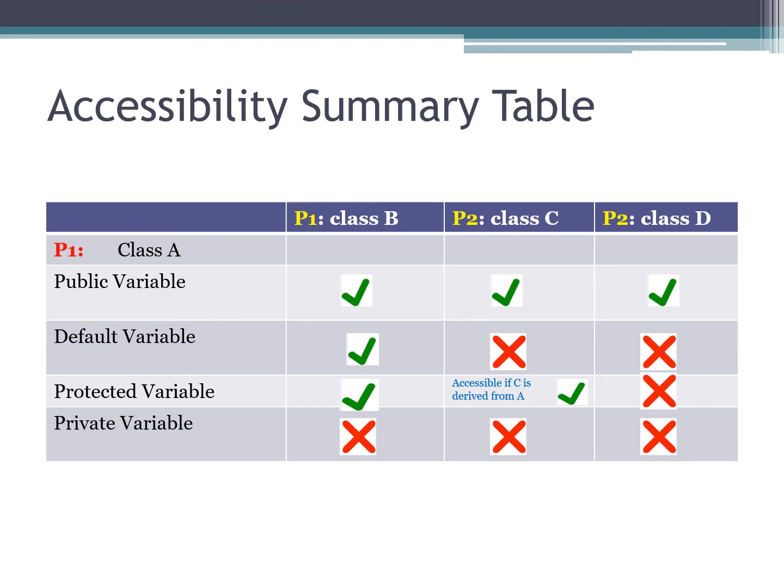So the most visible variable is the public variable and the most restricted variable is the private variable.